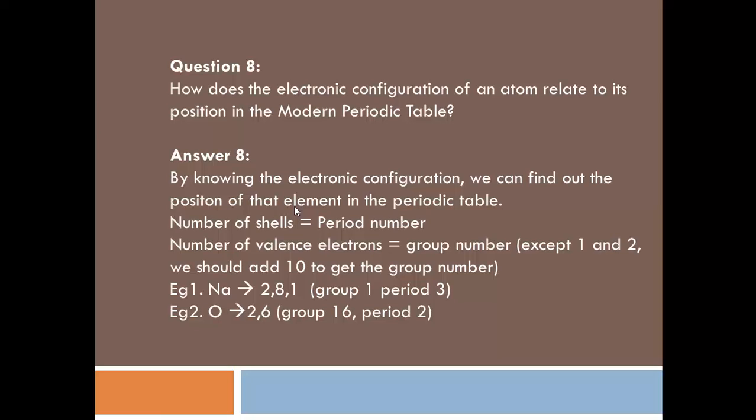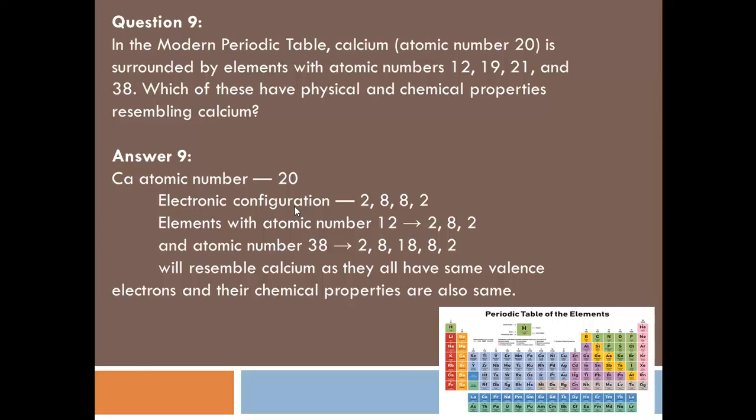For example 1, sodium, 2,8,1 electronic configuration. 3 shells are there, therefore period number is 3, and 1 electron in the last shell, therefore group number 1. Example 2, oxygen. Electronic configuration 2,6. 2 shells are there, so it belongs to period number 2, and the outermost electron number is 6. Therefore you have to add 10 to get the group number. So here group number will be 16. Hope it is clear. We'll move to question number 9.